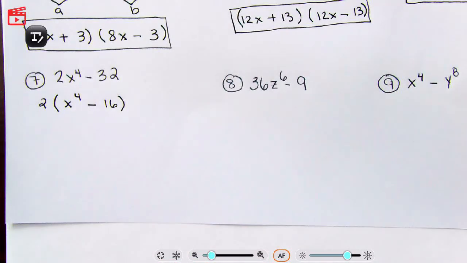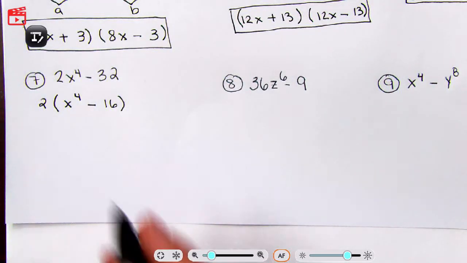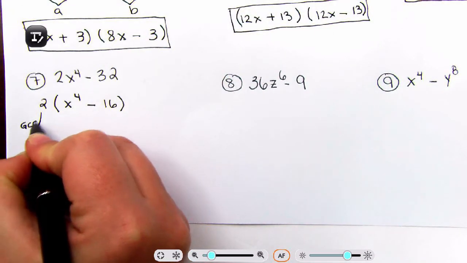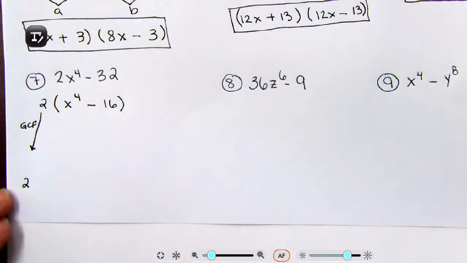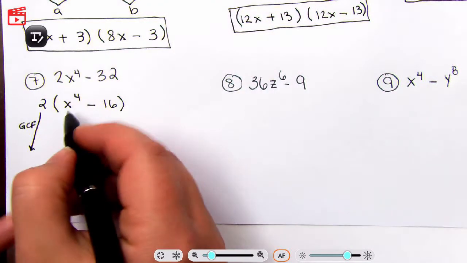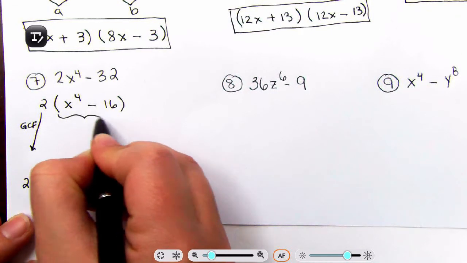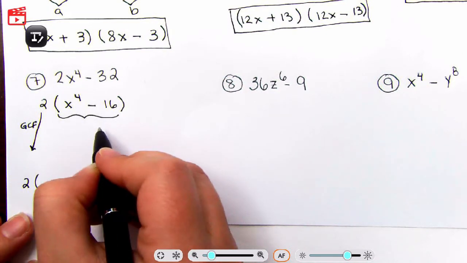So I'm doing a happy dance because 16 already is a perfect square. So I'm going to keep this 2. This is my GCF. And I'm going to make sure to include it in my final answer. Now here, I'm going to continue. I'm going to keep my bubbles. I'm going to continue with factoring, and I'm noticing that I have a perfect square.